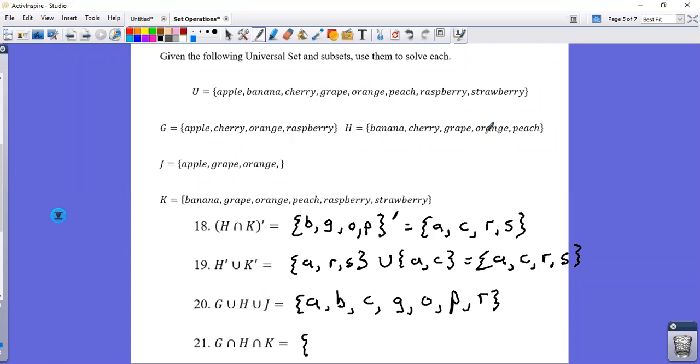So there's an orange, there's an orange, there's an orange. They all have an orange. Peach? Nope. Raspberry? No. And of course, not strawberry, because none of them had the strawberry. So that's just a single element, just the orange.